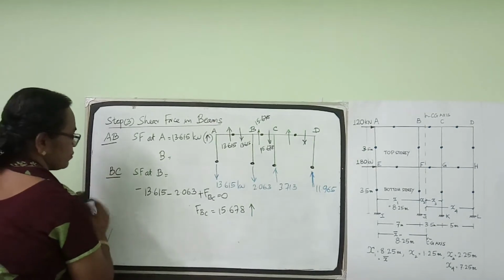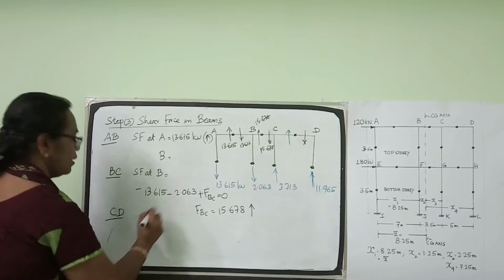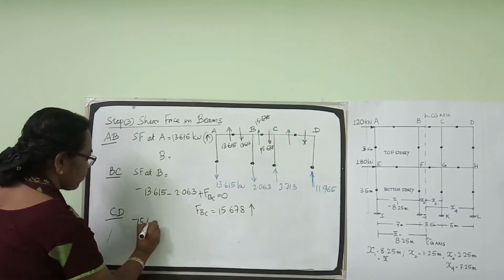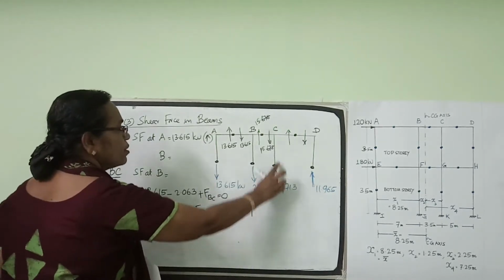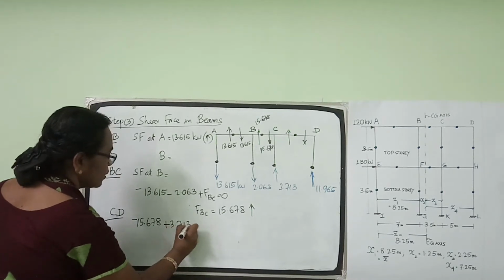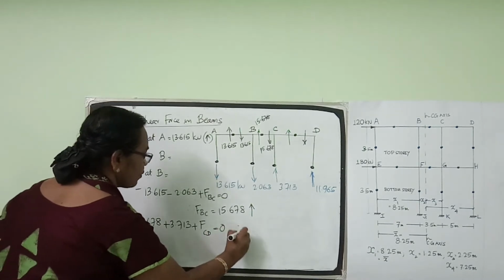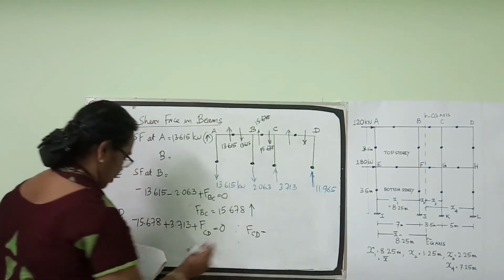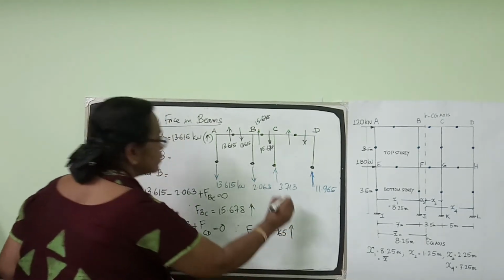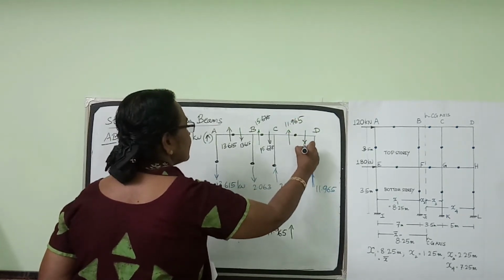Considering joint C, the shear force in beam CD: this 15.678 is acting downwards, so minus 15.678. This 3.713 is acting upwards, so plus 3.713, plus shear force in beam CD equal to 0. From that we get the shear force in beam CD is equal to 11.965 upwards. So this is 11.965.